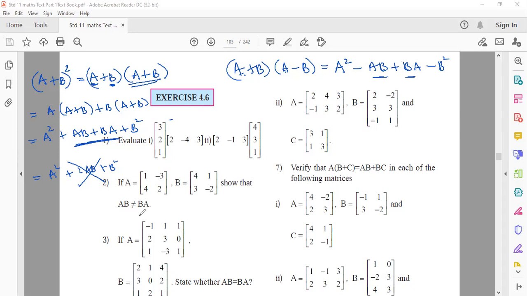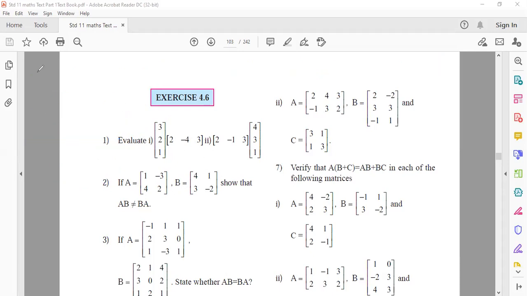Hence, we cannot apply any algebraic formula on matrices. Clear? When you are saying A and B are matrices, you cannot apply algebraic formulas, because algebraic formulas are true only for numbers, not for matrices. Is it clear to everybody? Okay, let's start with this first problem.